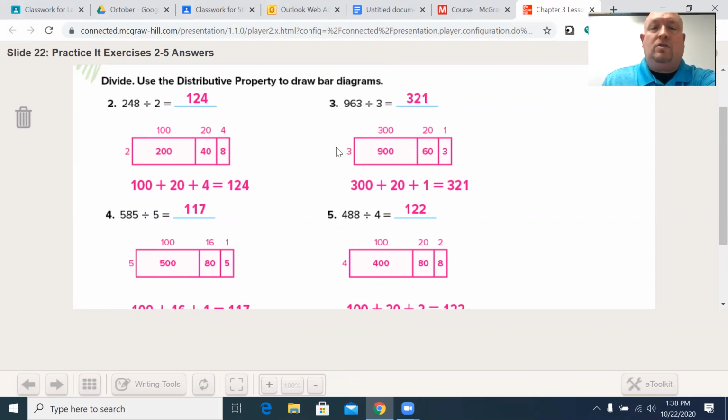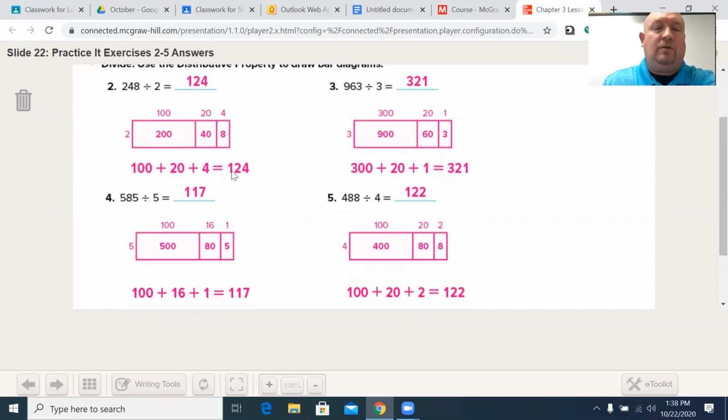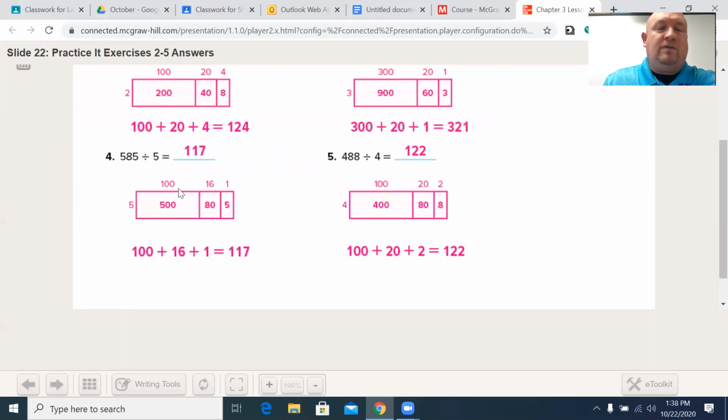Over here, 3 went into 900 300 times. 3 went into 60 20 times. 3 went into 3 once. Add together 321. 5 went into 500 100 times. 5 went into 80 16 times. 5 went into 5 once. 100 plus 16 plus 1, 117. There you go. And finally, 4 into 400 100 times. 4 into 80 20 times. 4 into 8 twice. And together 122.